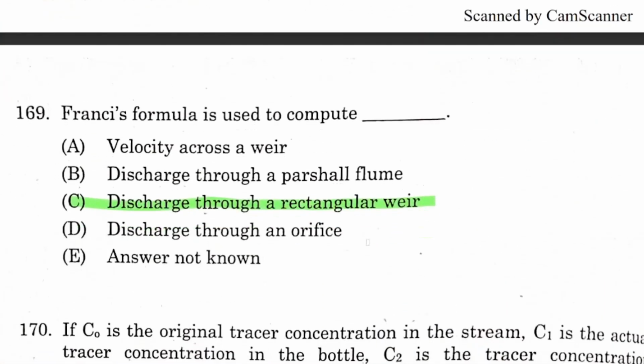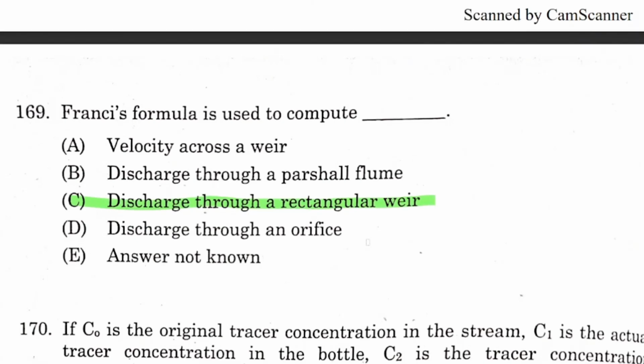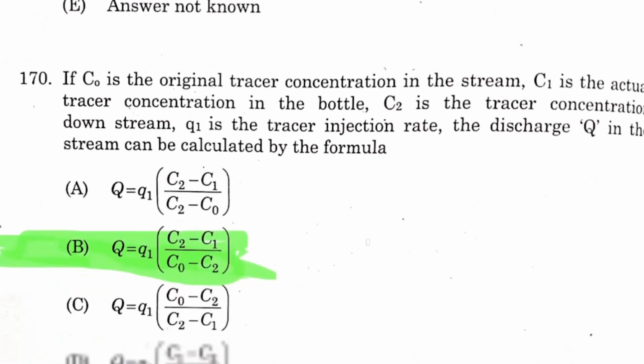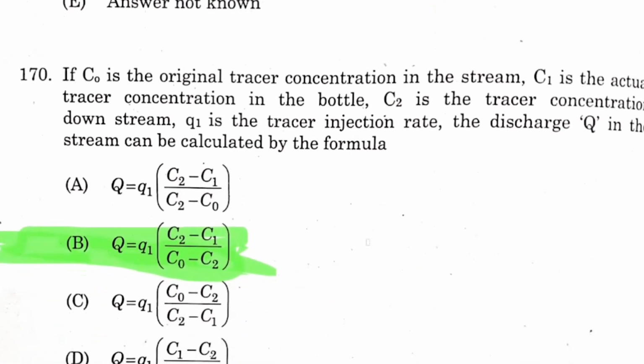Next, Francis formula is used to compute discharge through a rectangular weir. Next, if C naught is the original tracer concentration in the stream, C1 is the actual tracer concentration in the bottle, C2 is the tracer concentration downstream, Q1 is the tracer injection rate, the discharge Q in the stream can be calculated by the formula, which is option number D is correct.